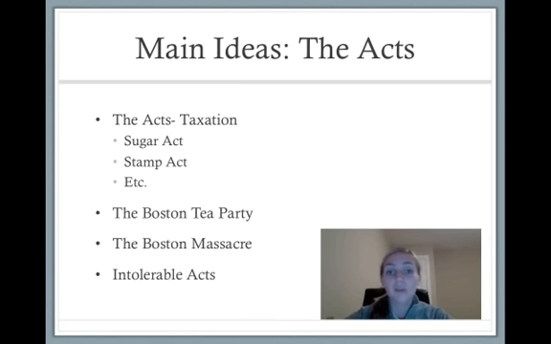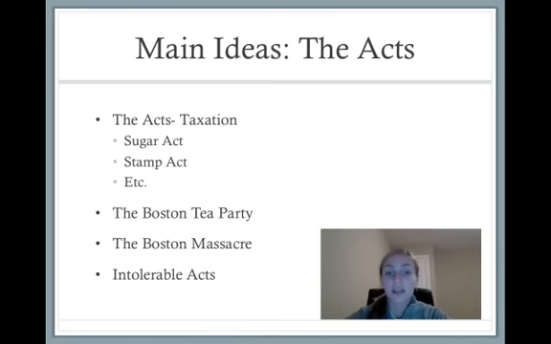Today's main ideas will be the acts themselves. This will be presented in a timeline format where we'll quickly discuss some of the acts and what they entailed. Some of those are the Sugar Act, the Stamp Act. You can indicate what they are by the word act following their name. Also the Boston Tea Party, the Boston Massacre, and then ending with the Intolerable Acts.